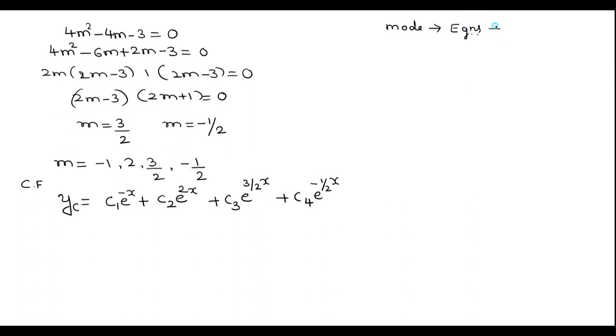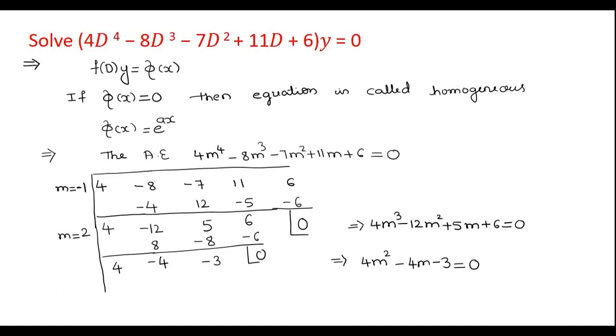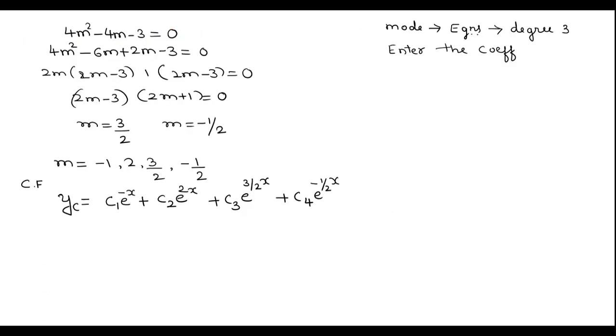In that, choose the degree as 3 and enter the coefficients, and we'll get the values of these roots directly. So in the calculator, we can do a maximum of degree 3. But if the fourth order is given, we must do at least one root by using the synthetic division method. So this is the solution corresponding to a homogeneous equation, where for the homogeneous equation we'll get only the complementary function.